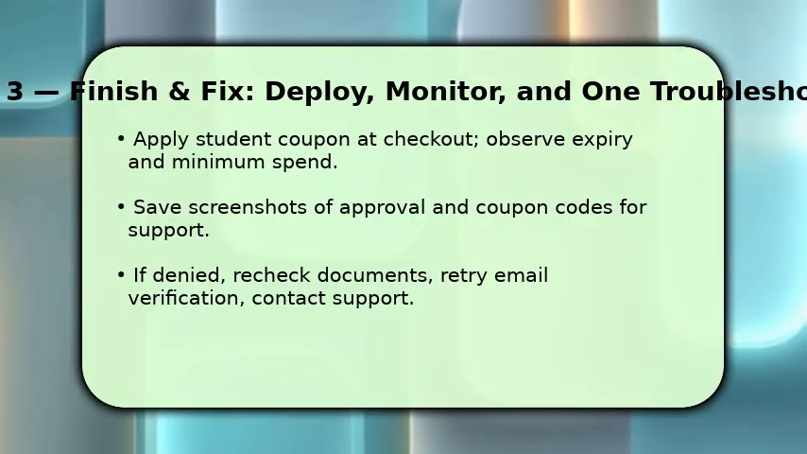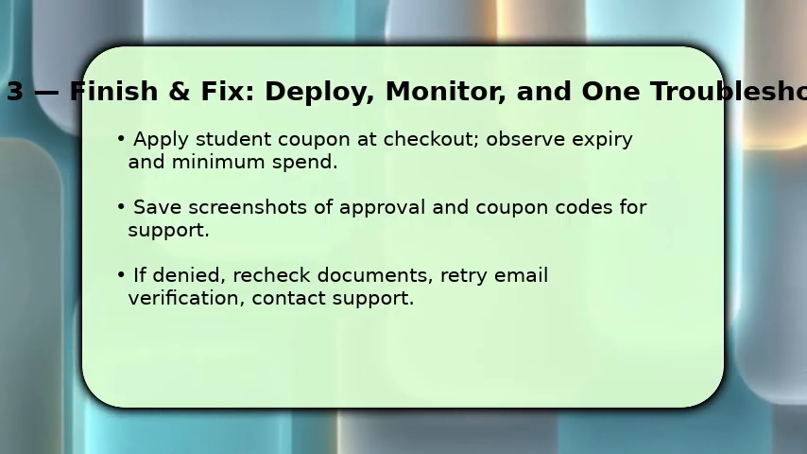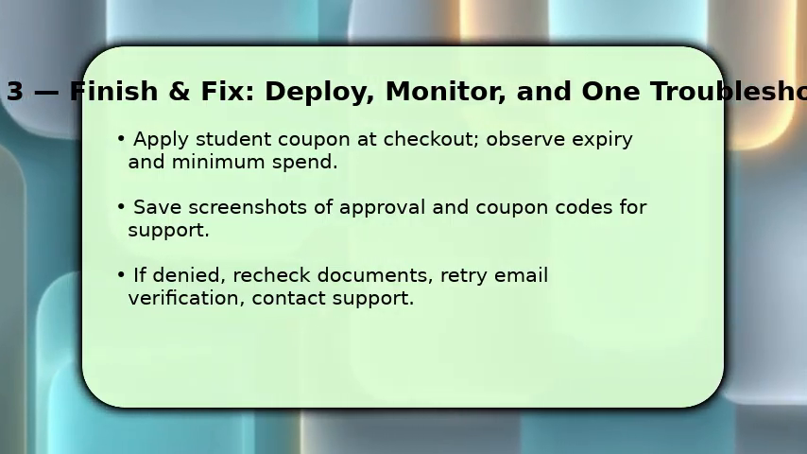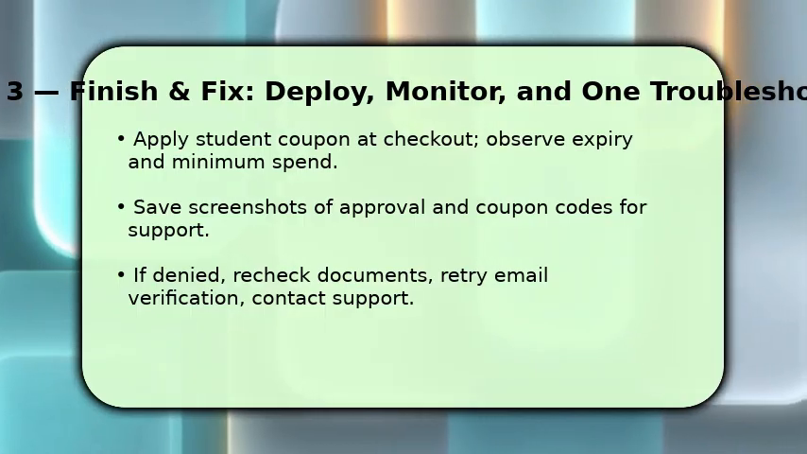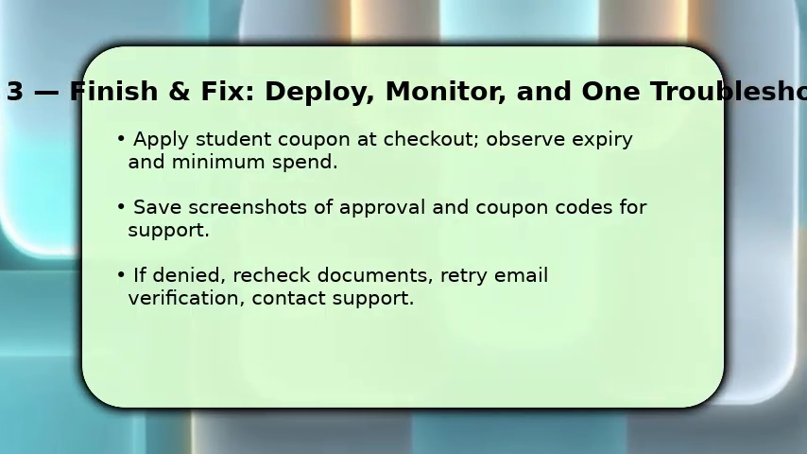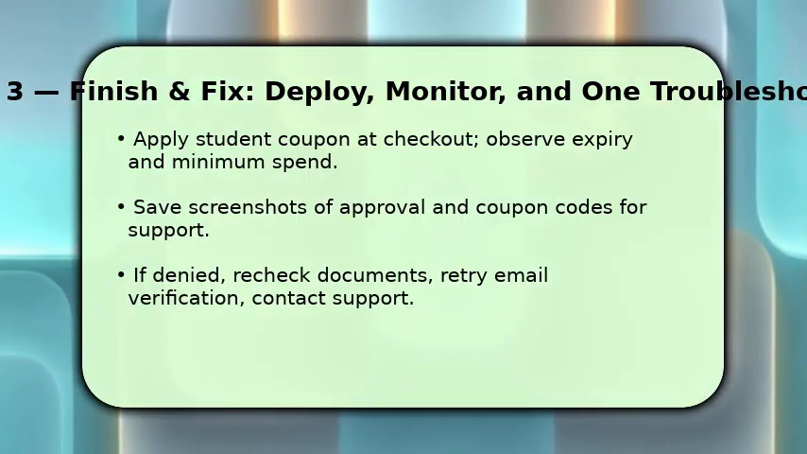If the code fails, take a screenshot of your approval page and the error, then reattempt verification using your university email or upload clearer documents. If problems persist, contact JD support with your proof attached, explain the steps you took, and request manual application.